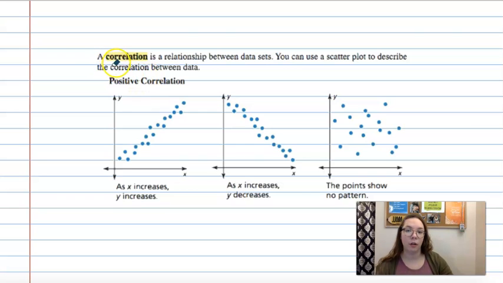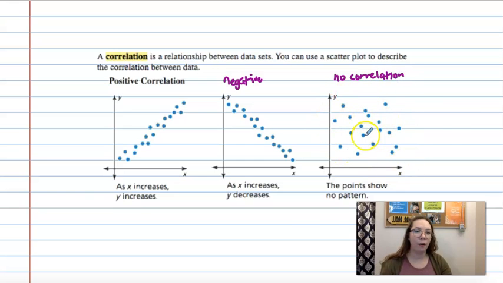So these are examples of our correlations. And there are not graphs for these. You just want to put a quick sketch of what these look like in your notes. It says a correlation is a relationship between data sets. You can use a scatter plot to describe the correlation between data. So positive is when it goes up from left to right, as x increases, y increases. This one is negative. It's going down from left to right, as x increases, y decreases, and we're always reading from left to right, just like we would read a sentence from left to right. No correlation is when there's no pattern. Everything just kind of all over the place.